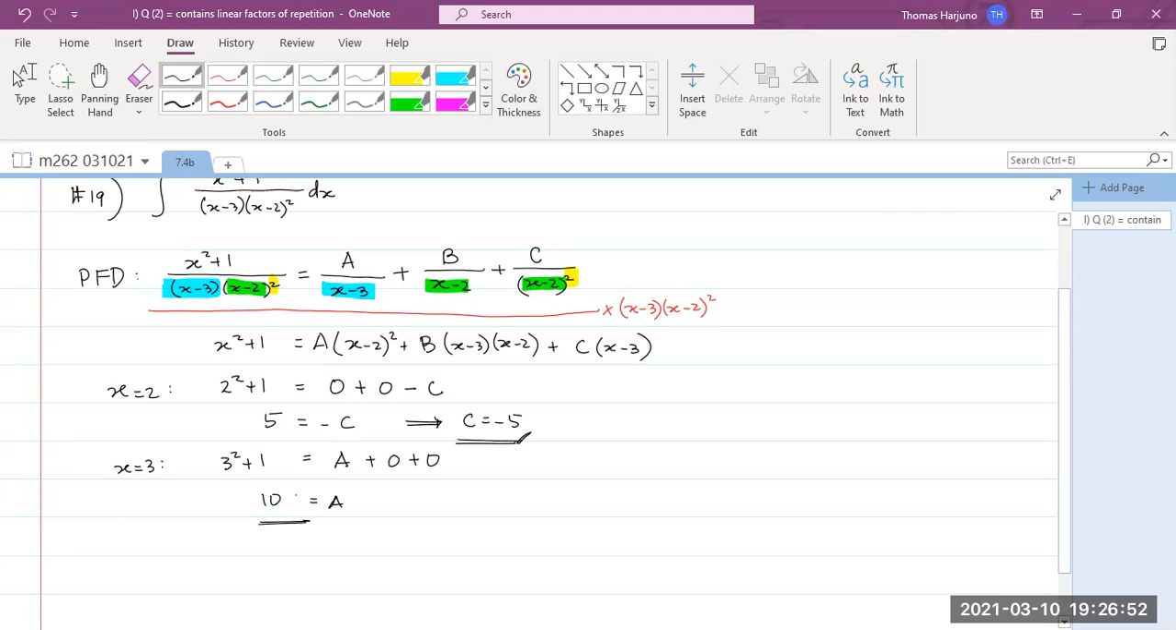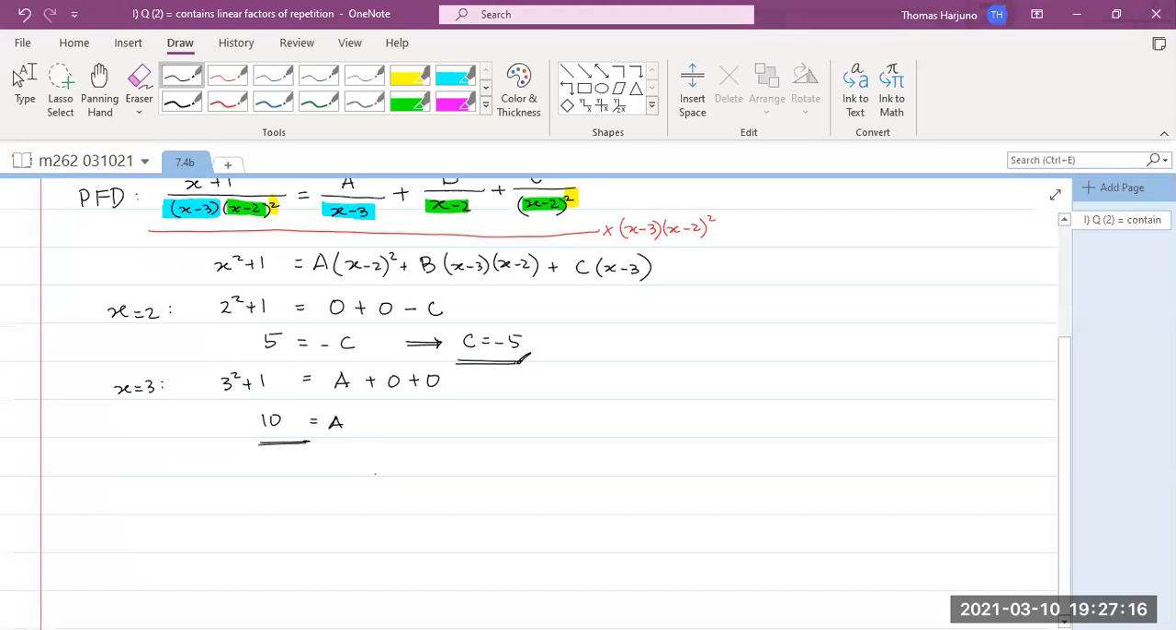So what special number can we use to get B? Well, it doesn't have to be 2 and 3. We purposely chose 2 and 3 because it kills the most terms, right? But you can actually choose 1 if you want, or you can choose 4. Let me show you here. From here, we still need to find B.